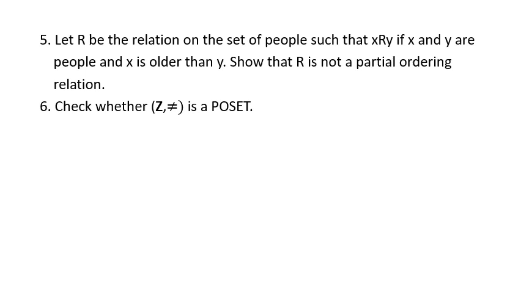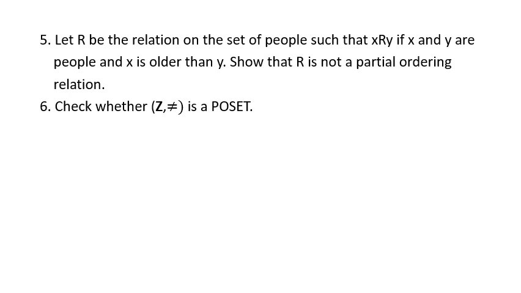Then the fifth question: let R be the relation on the set of people such that X is related to Y if X and Y are people and X is older than Y. Show that R is not a partial ordering relation. Okay, so it is like X greater than Y; X greater than or equal to Y is not given there. So keep that in mind and you have to do this. X is older than Y. Show that R is not a partial ordering relation.